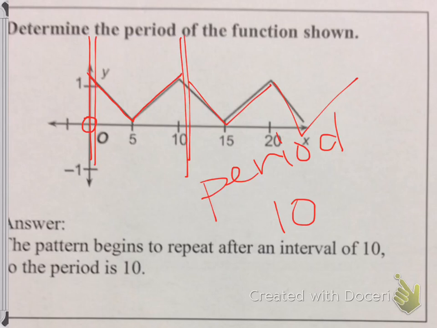So just to recap, what we're talking about here is the period of a cyclic function. Cyclic means that it repeats in a cycle, and the period is the length, or the interval, that it takes before it starts another repeat of the same pattern in the graph.